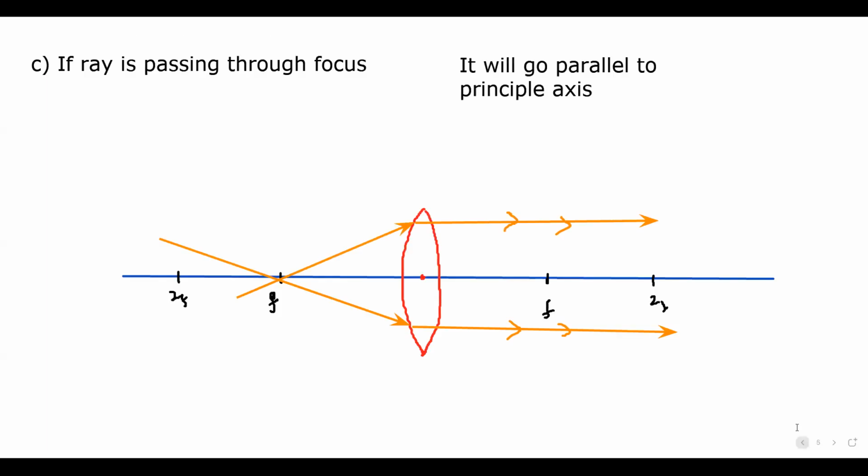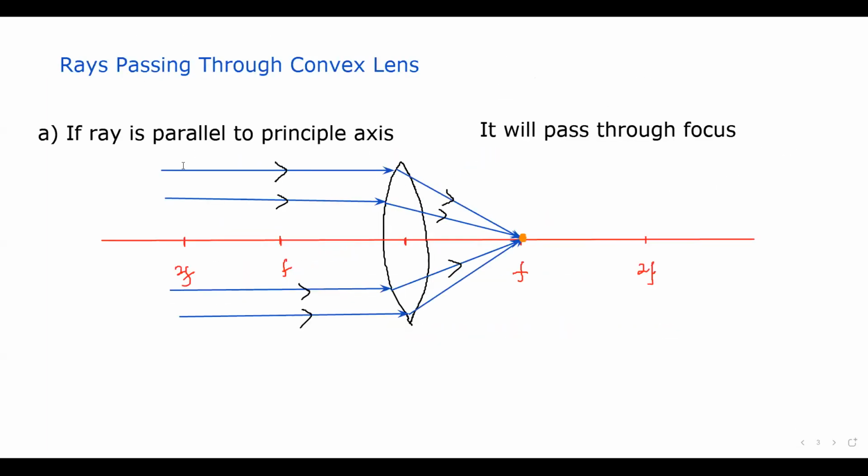For this part, because it is related to drawing, I want everyone to draw with me. When you draw at the same time, you will understand from the figure. The first case was a ray of light parallel to the principal axis. The rays are going parallel. As you can see, these red lines are parallel to the principal axis.